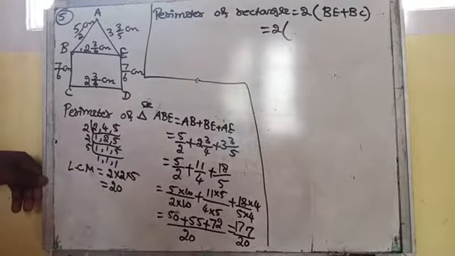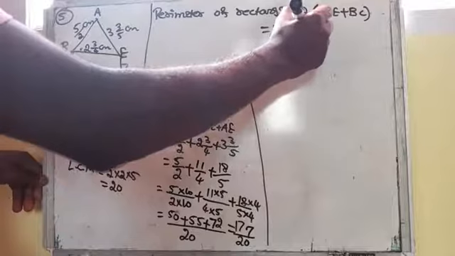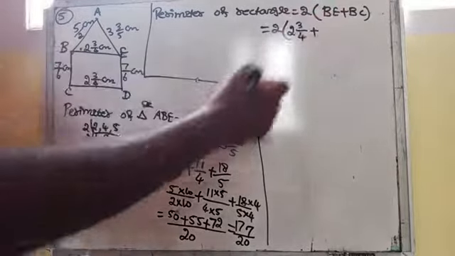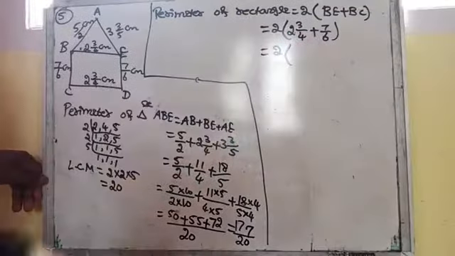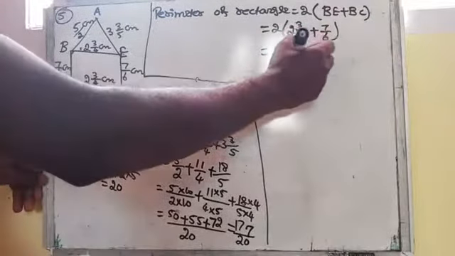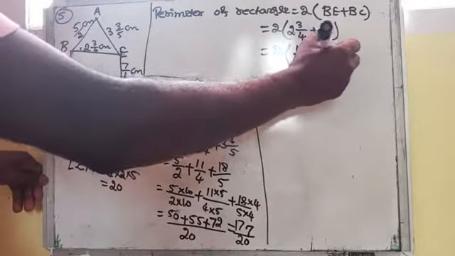Here, BE is nothing but 2 3 by 4, plus BC is 7 by 6. So 2 times of 2 4s are 8, 8 plus 3, 11 by 4, plus 7 by 6.